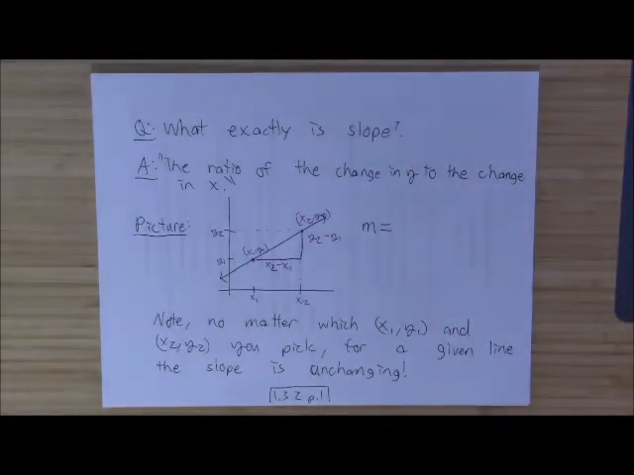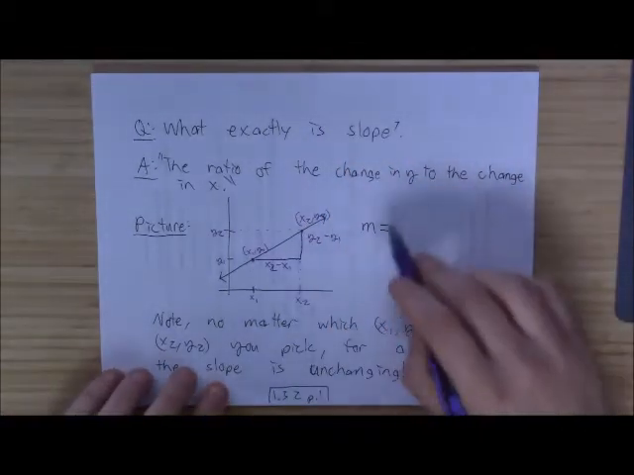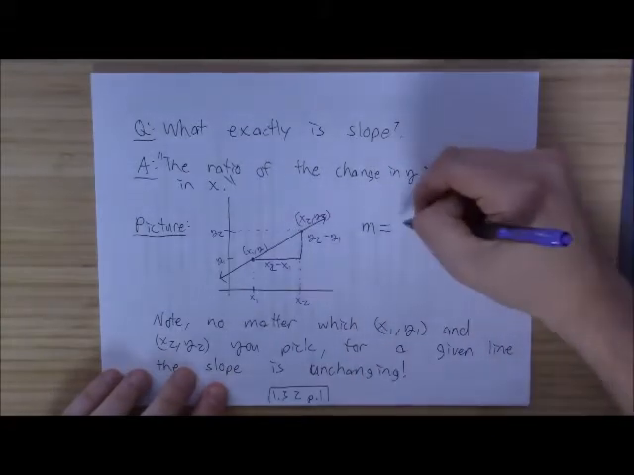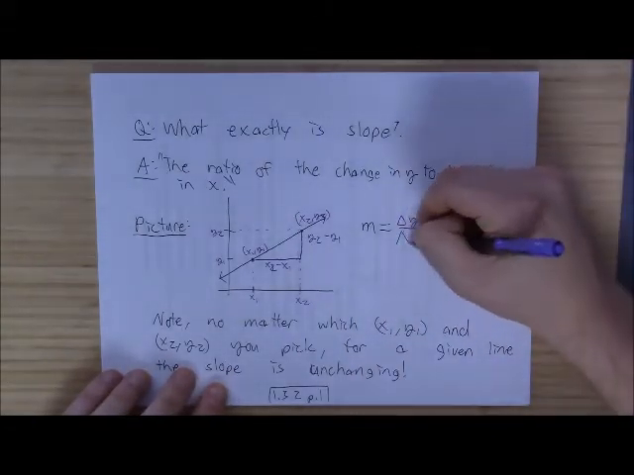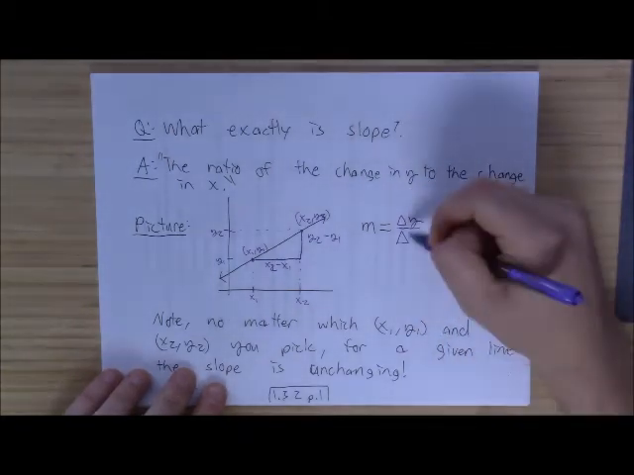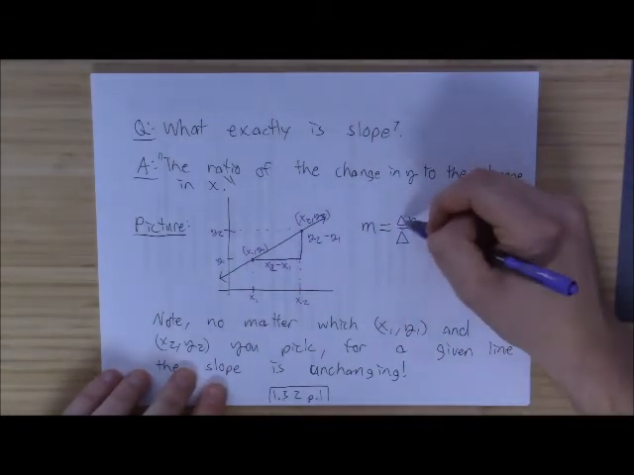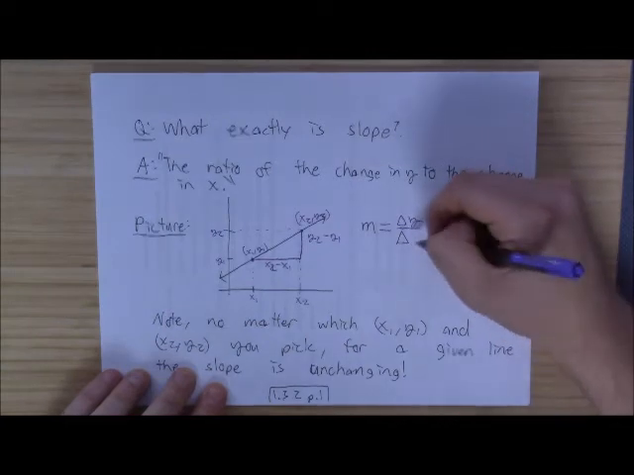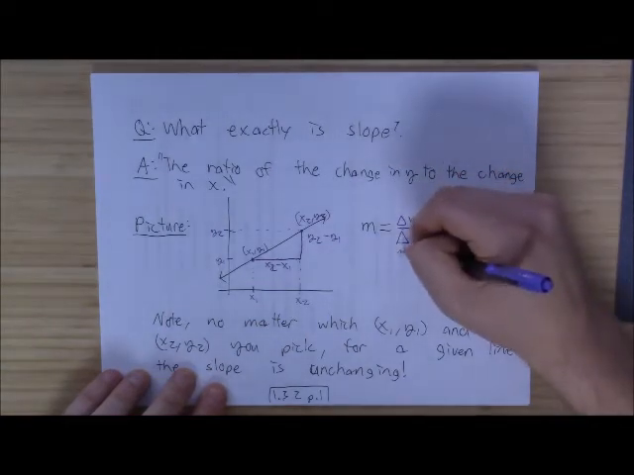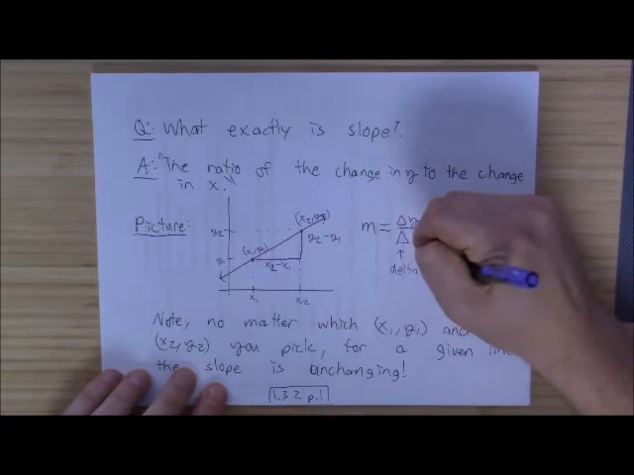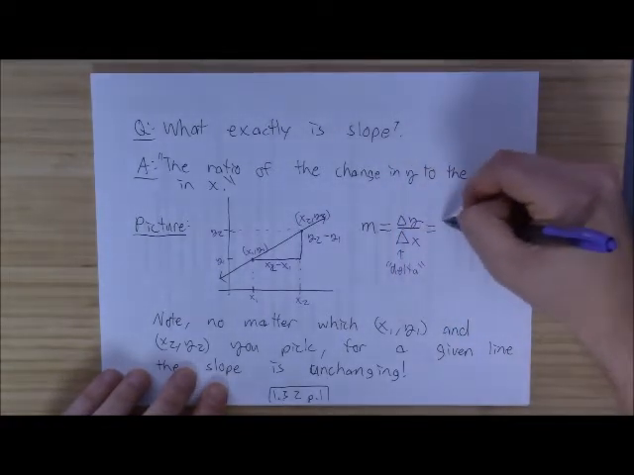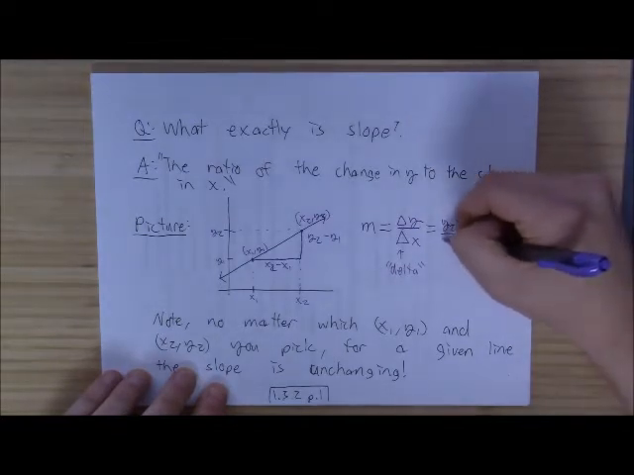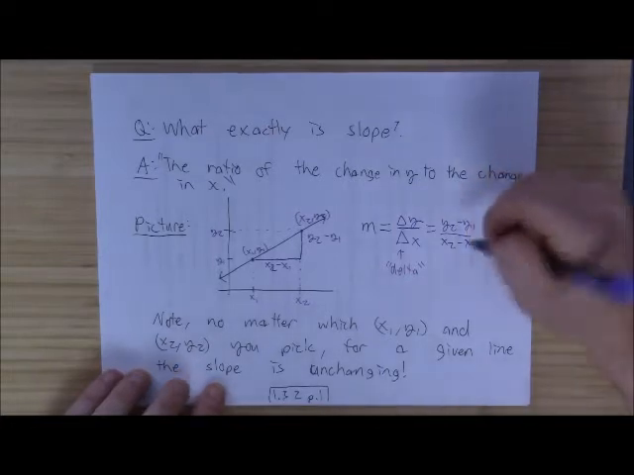In other words, this is how we define the slope: the ratio of these changes. The change in y, or if you prefer, delta y, where delta is the triangle symbol, over delta x. So it's y2 minus y1 over x2 minus x1.